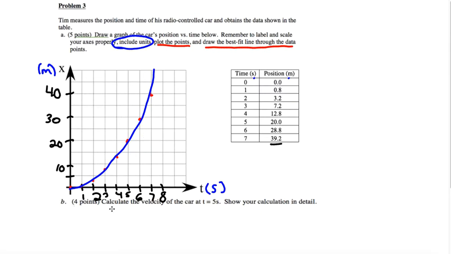Okay, part B. Calculate the velocity of the car at t equals 5 seconds. Show your calculation in detail. Alright, we don't know the acceleration of the car, so what you're going to have to do is use the graph to find the velocity. On a position graph, velocity is slope. But if you notice, it starts off flat and it's getting steeper and steeper and steeper as time goes on. The slope is changing.